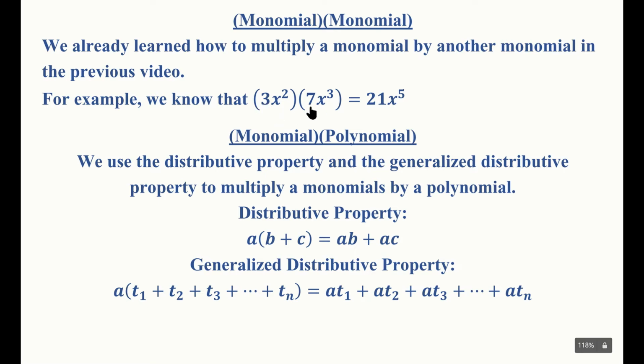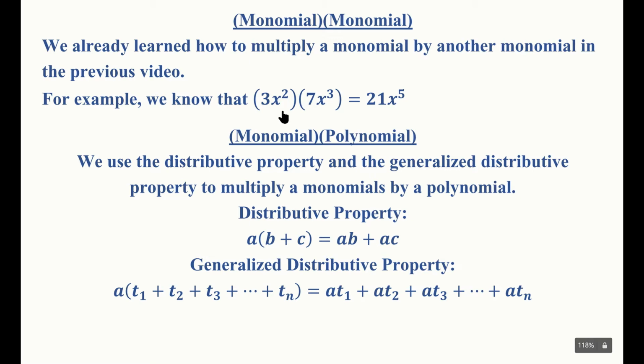We know that we're just going to multiply the coefficients to get the 21 and multiply the powers of x as long as they have the same base, and use the product rule so that we keep the base and add the exponents. So we get 21x to the 5.